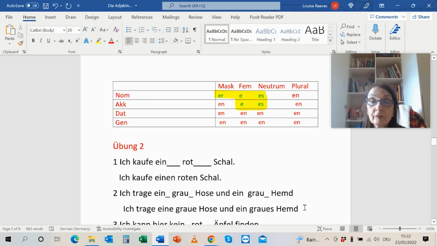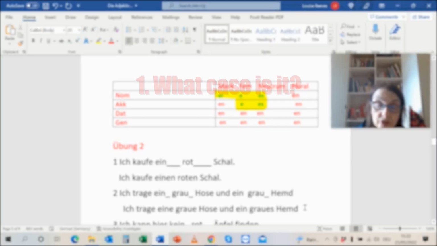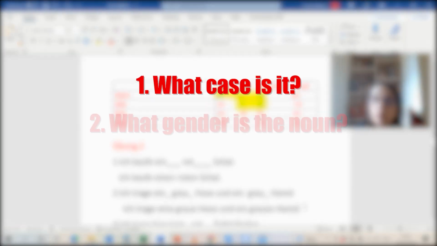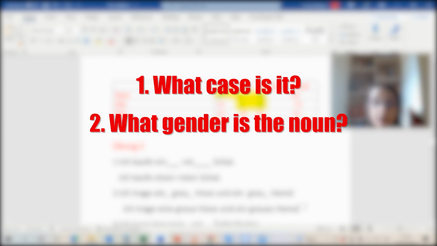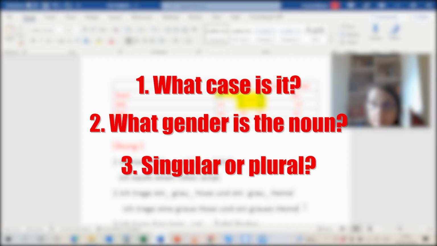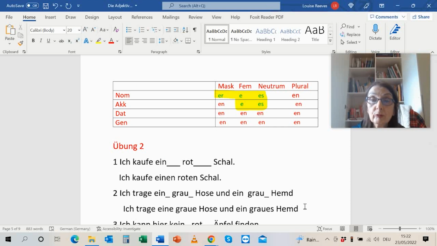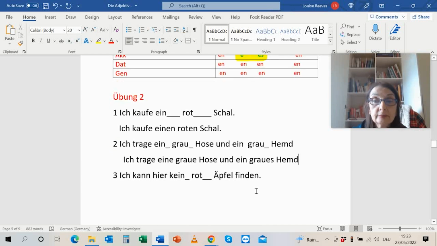Got that? So the first thing you ask yourself is, what case is it? What gender is the noun? Is it singular or plural? Ask yourself those three questions before you do your exam or test, if you're tested on the adjectives. Here's plural. With the plural, you don't really need to know your gender. All you need to know is that it is plural, and of course which case it is.